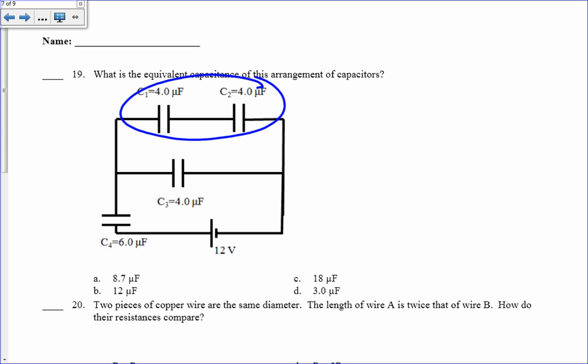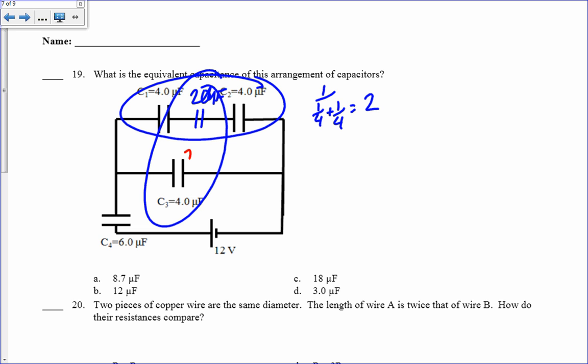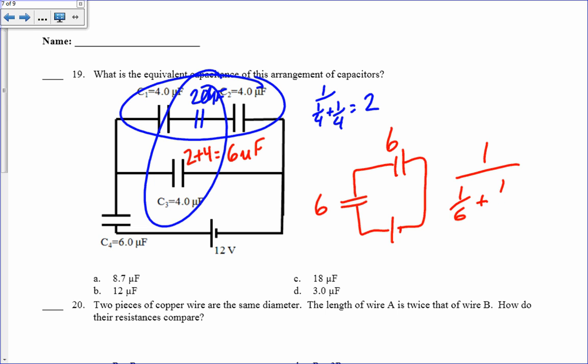What is the equivalent capacitance of this circuit? If I combine these two, 1 over 4 plus 1 over 4, that's equal to 1 over a half, which is 2 microfarads. And then I combine that with this one, and that gives me 2 plus 4 equals 6 microfarads. And so I'm left with a circuit. I have a 6, a 6, 1 over 6 plus 1 over 6. It's 1 over 2 sixths, 1 over a third. So it's equal to 3 microfarads. So number 19 is D.